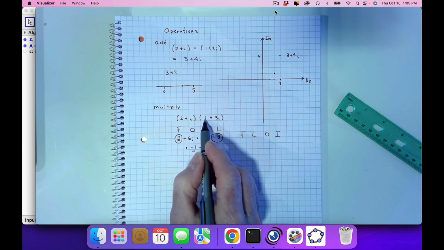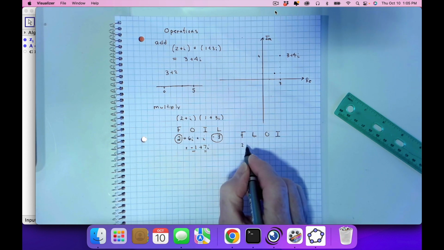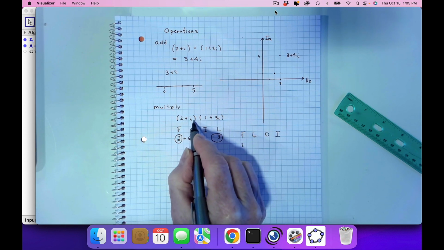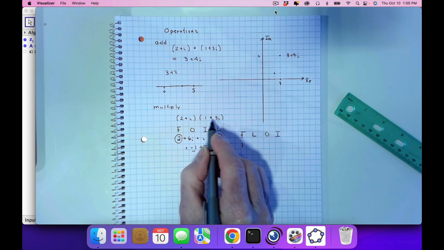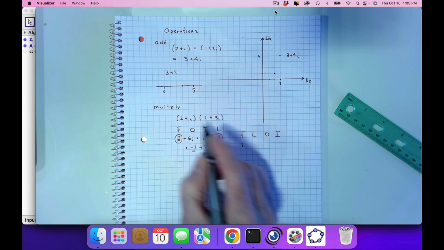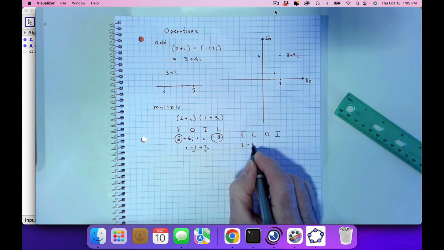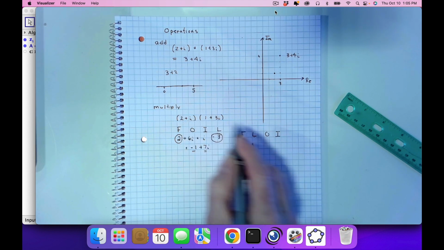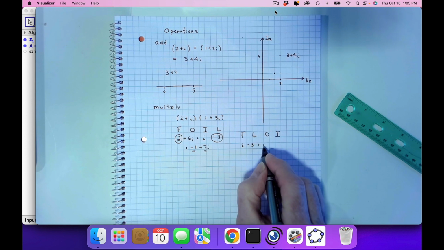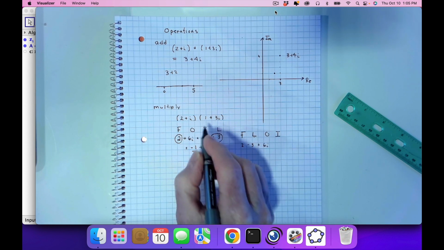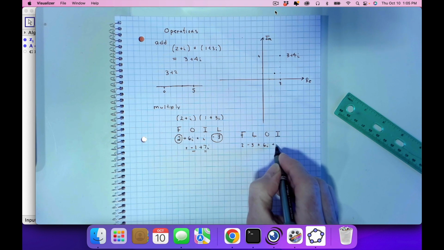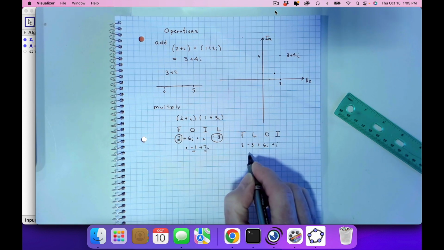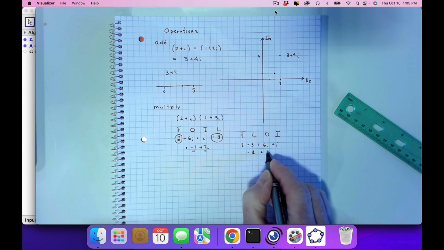The first is 2 times 1, which is going to be 2. And then I have i squared, minus 3, which is minus 3. So this is my first and last. Now the outer is 6i, and the inner is i. And of course we're going to get the same result. 2 minus 3 is minus 1 plus 7i.